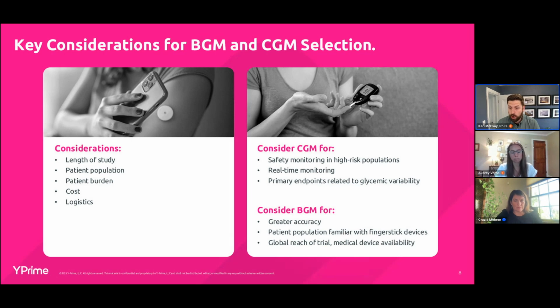So as I said, we always see BGM. It's known historically for its greater accuracy. Patient populations are generally more familiar with this. Anybody who has diabetes, anybody who's had their blood glucose checked with a physician, will understand what the finger prick test is going to be. And of course, global reach in terms of socioeconomic differences. We know medically we're going to have the ability to get these blood glucometers to the patients as we need them. But for CGM, there are additional considerations.